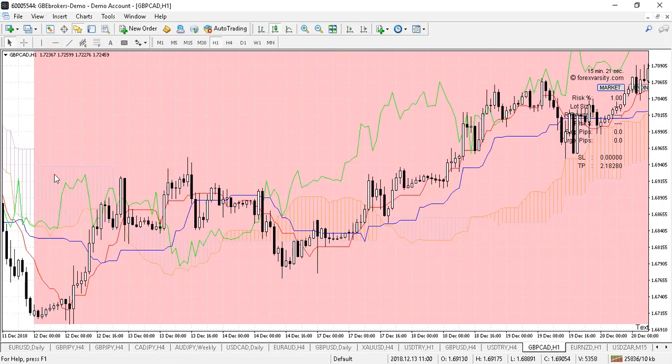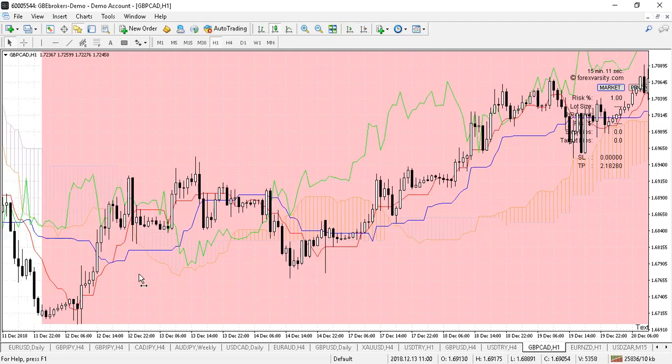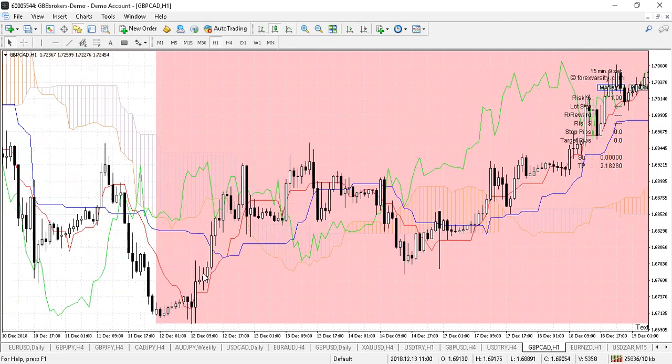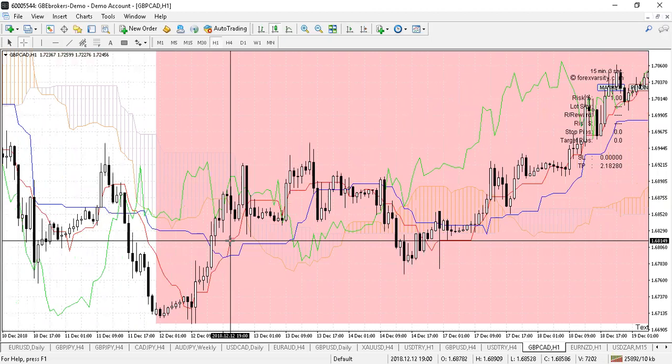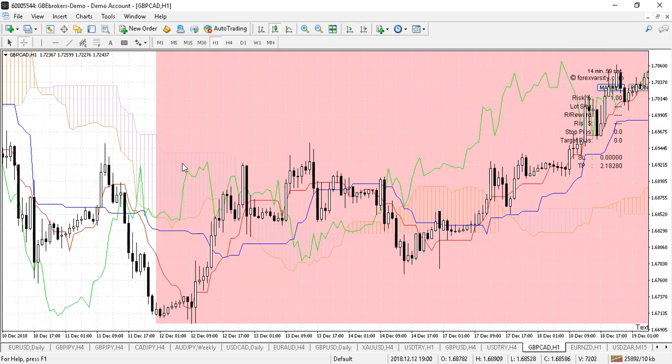Okay, so from this point upwards is the point that we're looking at. The first thing we're going to look at is where these lines are crossing. They've crossed here, and the red has come above. But if you have a look at where the price is, it's below the cloud. This is the cloud there. We're looking to buy, but we're not going to buy because the price is below the cloud.